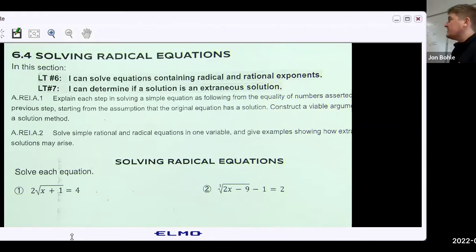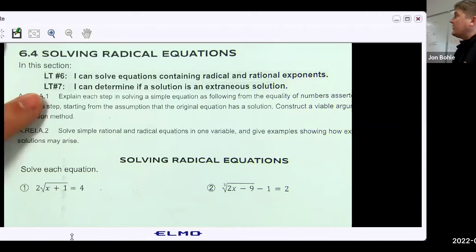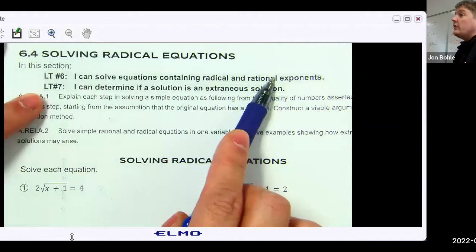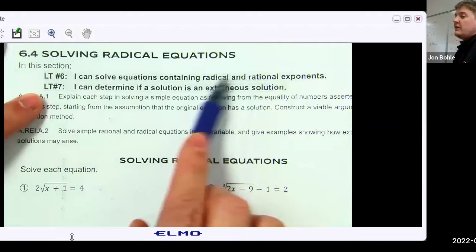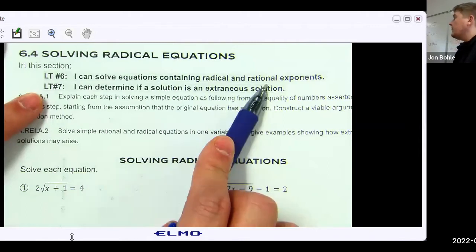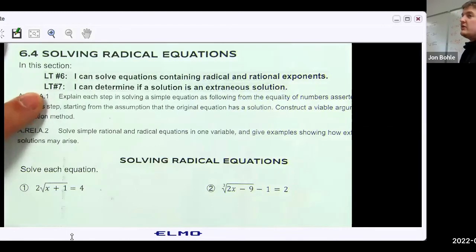Two learning targets. Okay. The first is that you're going to solve equations containing radical and rational exponents. Today, we're only focusing on radical. So today, our learning target is I can solve equations that involve radicals. Next class, we'll deal with ones that have rational exponents. And then additionally, we're going to determine whether a solution is considered an extraneous solution.